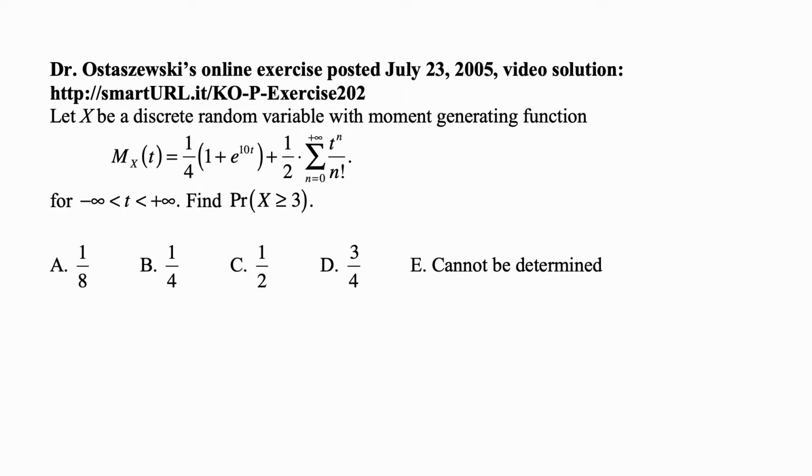Here's a problem for today for exam P on probability. Let x be a discrete random variable with moment-generating function m sub x of t equal to 1/4 times (1 plus e to the 10t) plus 1/2 times the sum from n equal to 0 to plus infinity of t to the nth over n factorial, for t between negative infinity and plus infinity. Find the probability that x is greater than or equal to 3.